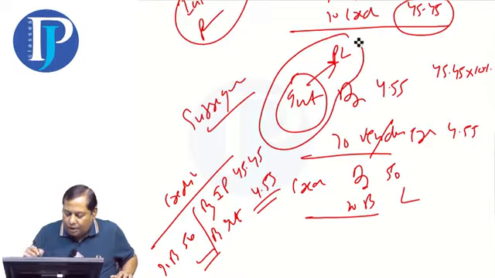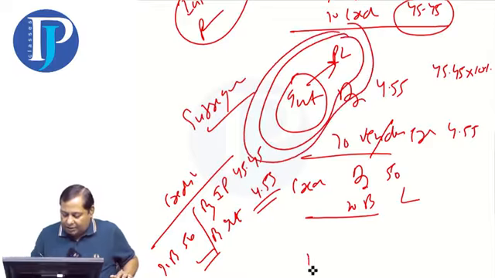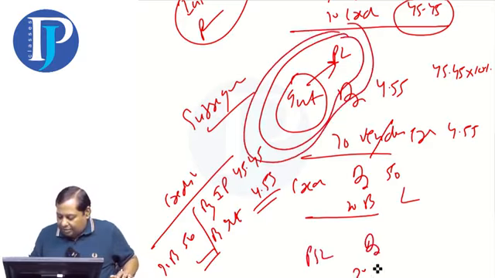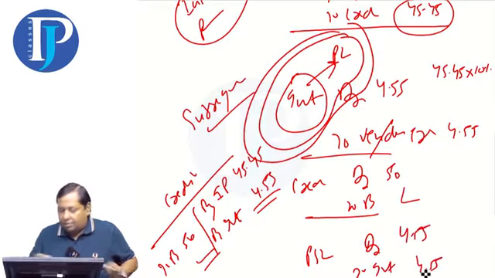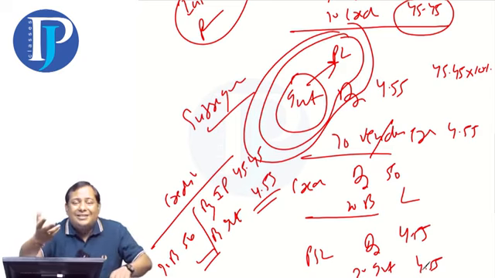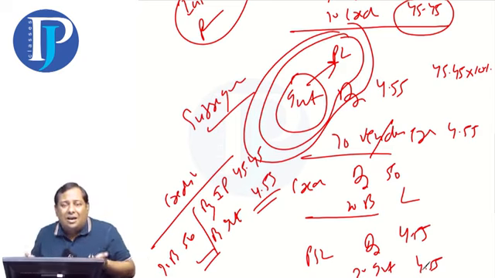This interest cannot be considered as part of your cost. We will add another entry. P&L account debit to interest 4.55. Now you must be wondering about this. Jindal sir, what are you doing?